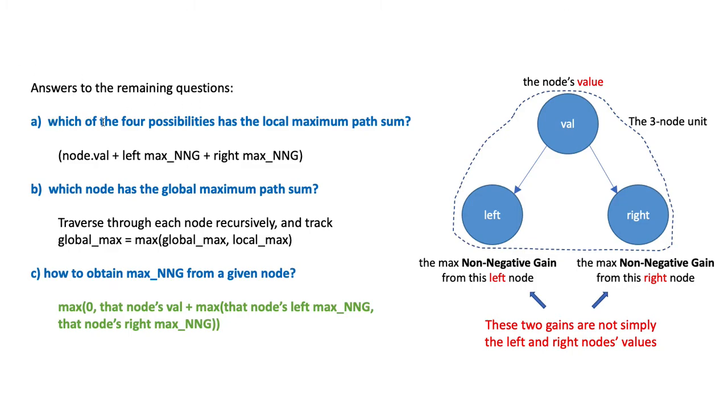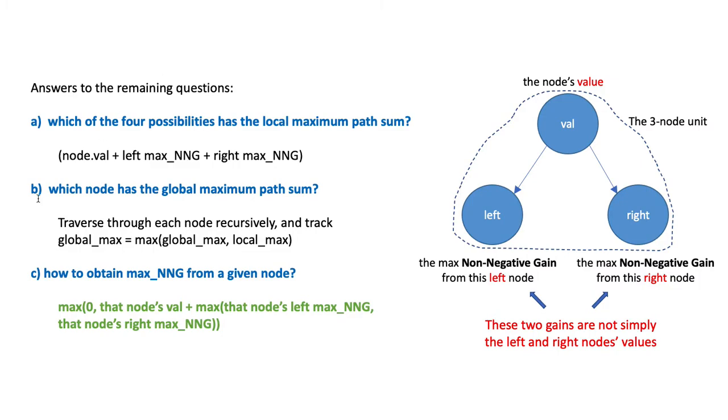So number 1, which of the 4 possibilities has a local maximum path sum? Well, the answer is simply node's value plus left maximum non-negative gain plus right maximum non-negative gain. Because if the left maximum non-negative gain is 0 or the right maximum non-negative gain is 0, they certainly will be just 0 and wouldn't add up to the node's value. Otherwise, they will add up to the node's value.